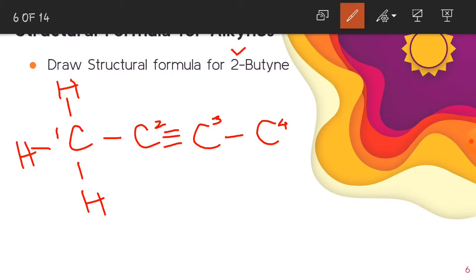Now carbon number 2 and carbon number 3 valency is automatically completed. So we don't need to draw hydrogen atoms along with carbon number 2 or carbon number 3. However, if you look at carbon 4, only 1 bond is drawn. So we need to draw 3 more bonds in order to complete its valency. So this is the structural formula for 2-butyne.